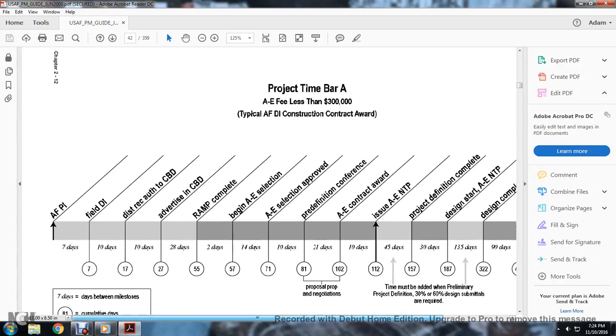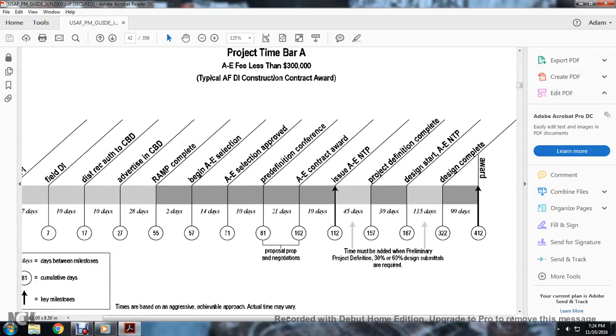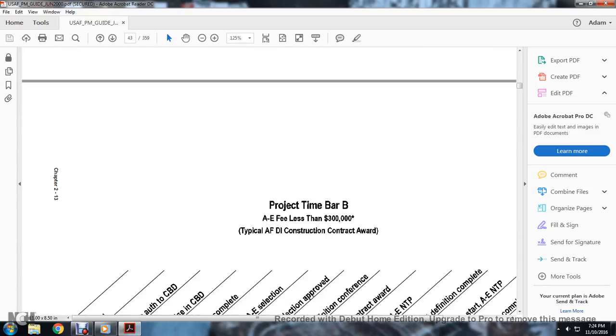Design completion and award. These are 7 days, 10 days, 10 days, 28 days, 2 days, 14 days, 10 days, 21 days, 10 days, 45 days, 35 days, 155 days, 135 days, 90 days. Proposal and negotiation time must be added, with preliminary project definition and 35 to 60% design submittals. 7 days between milestones, 81 cumulative days to the keystone milestone. This is a time-based or aggressive approach; the actual time may vary.